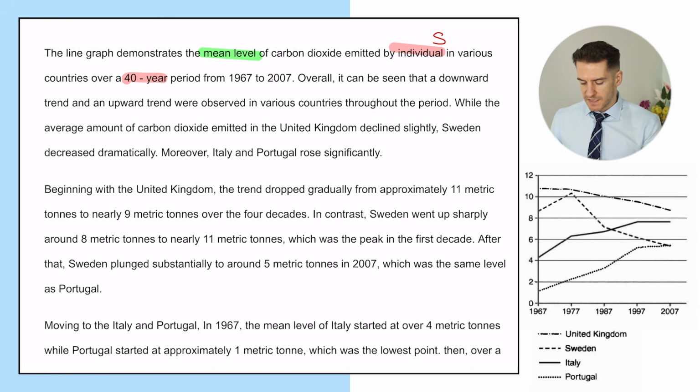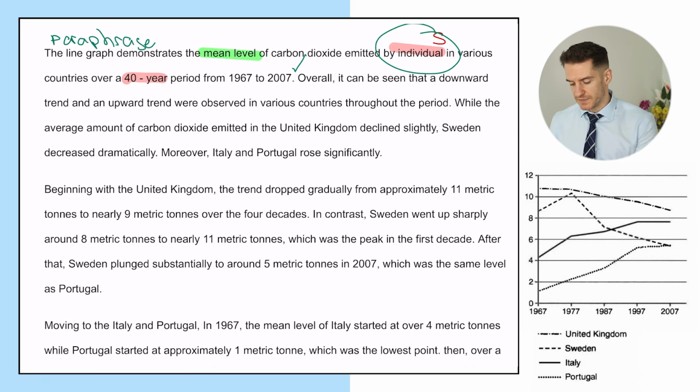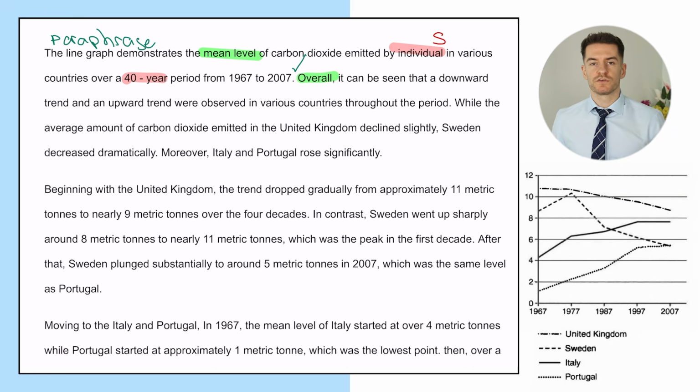From 1967 to 2007. Nice start. Nice paraphrase there to start off the answer. No major issues apart from just forgetting to have the S there. Let's continue. Overall, fantastic. It's very important to have an overall or an overview in your writing task 1 report because it's a requirement for a band 7 in task achievement. So let's have a look at what they say.